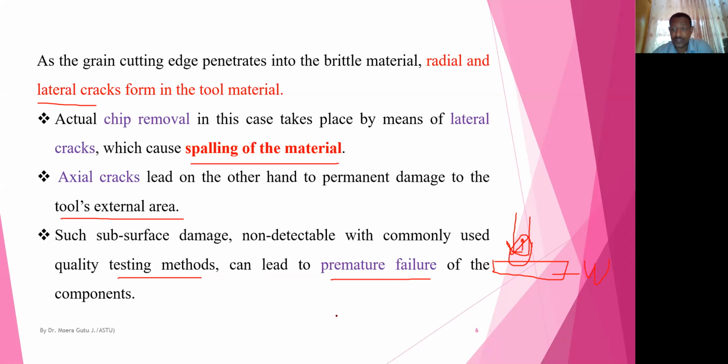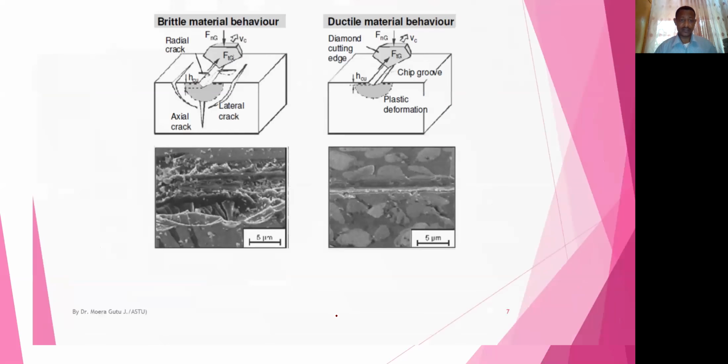So by any means, in machining hard materials, you have to avoid the axial crack, which can form in the workpiece material as well as in the cutting tool materials.